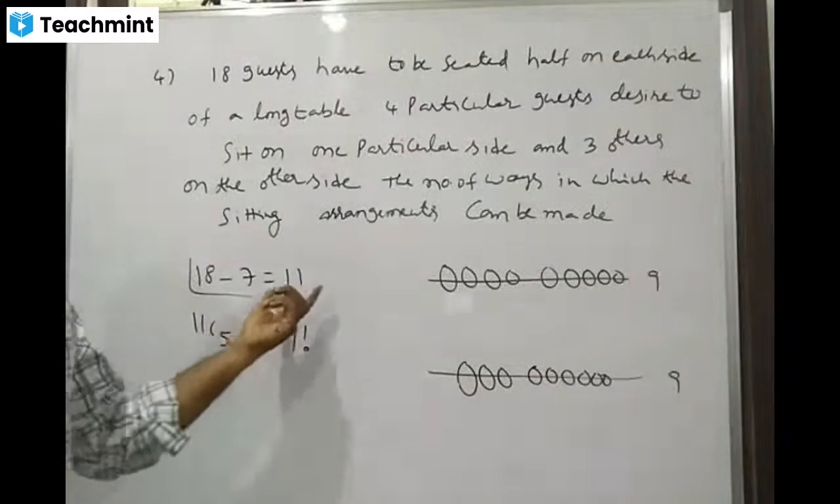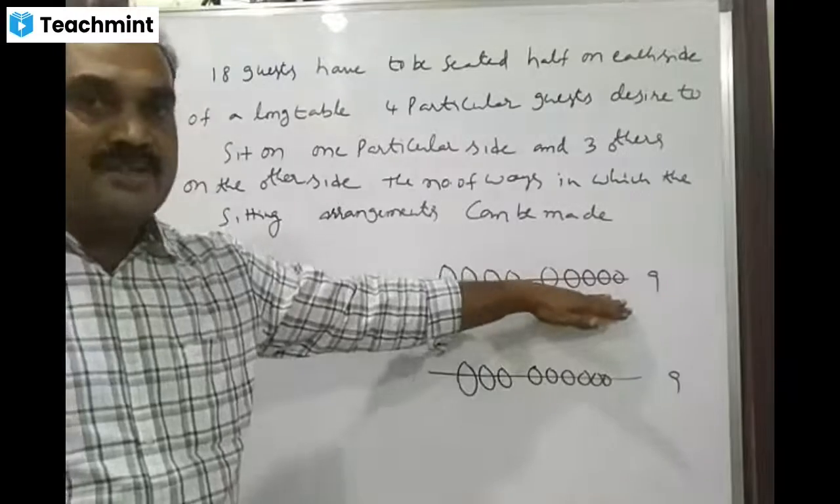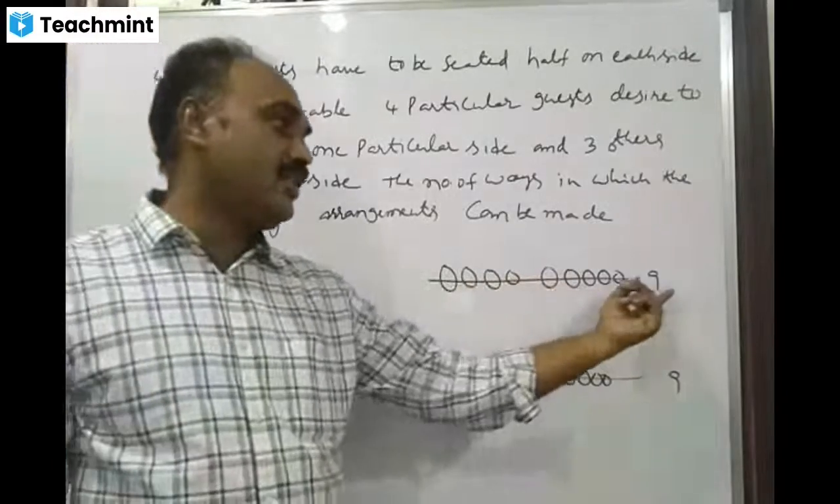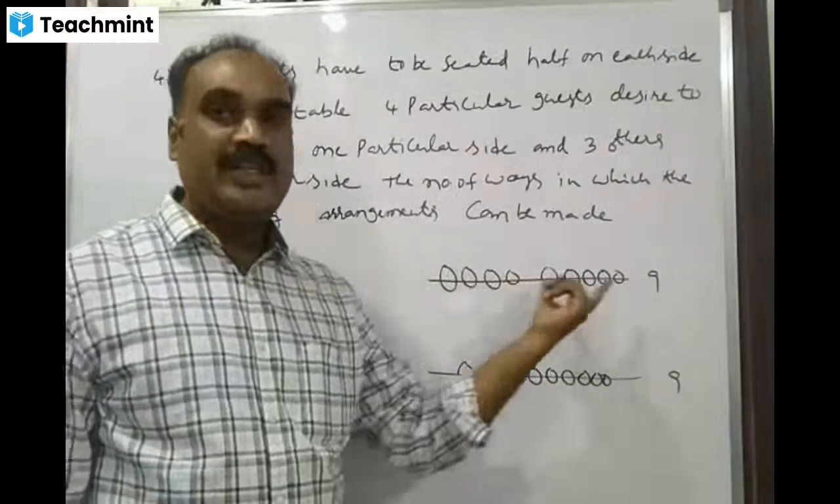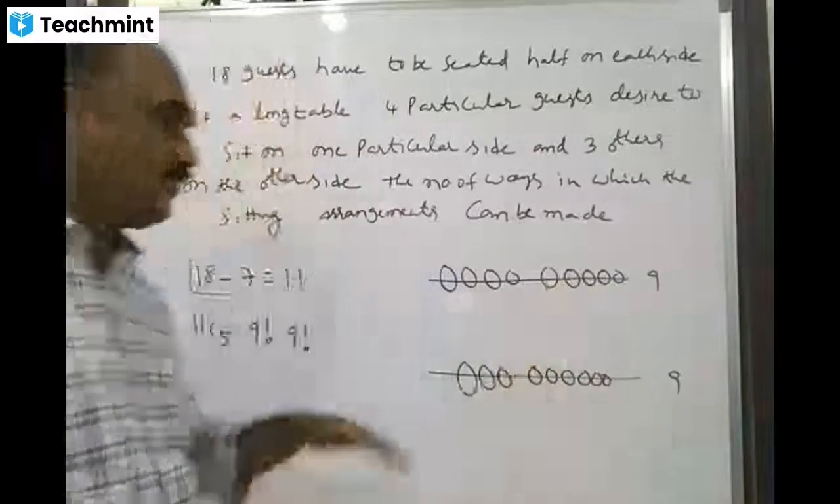So the remaining 11 persons. How many persons can be arranged here? Total 9, here 4 are completed. Here remaining only 5 persons to be arranged. First select 5 persons.